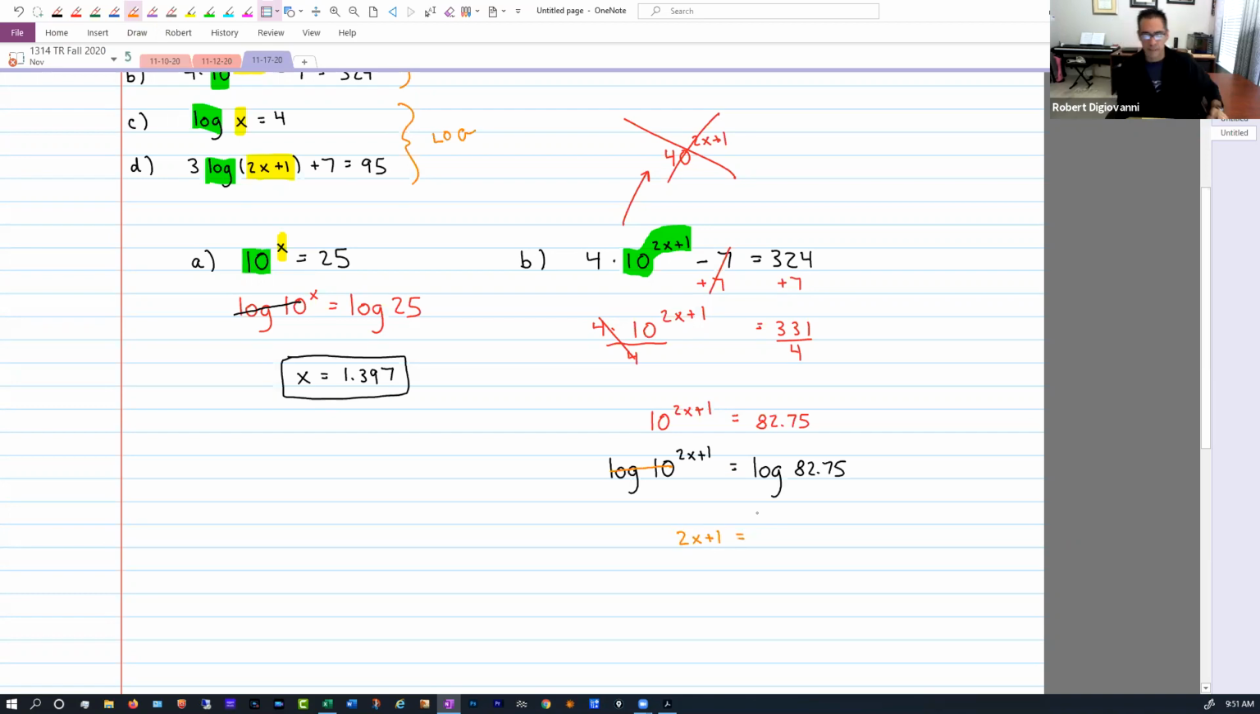Sammy, do you have a calculator that does log? No, I don't have a calculator right now. Okay, so somebody that has a calculator that'll do log, want to tell me what log of 82.75 is? I think we did it already, didn't we?